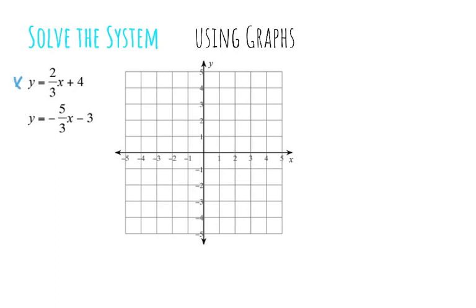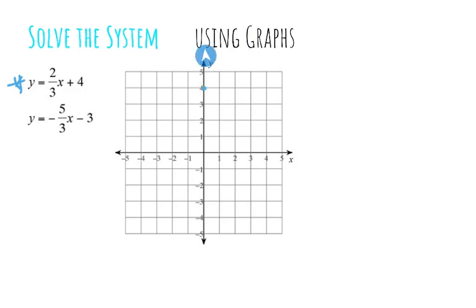So if I go to graph my top equation, I know that my y-intercept is at 4, so 1, 2, 3, 4, right? And my slope is 2/3. Well, from this point, if I go a positive 2 and a positive 3, I'm going to be off my graph. I'm going to be somewhere up in here, which is not going to be very accurate.